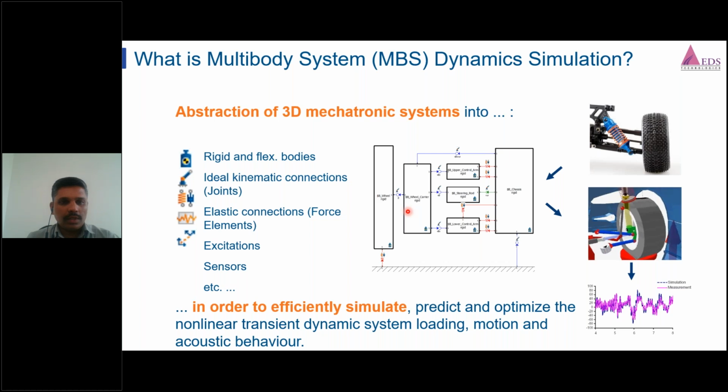And why this abstraction of the 3D mechatronic system? In order to efficiently simulate, predict, and optimize the nonlinear transient dynamic system loading, motion, and acoustic behavior.